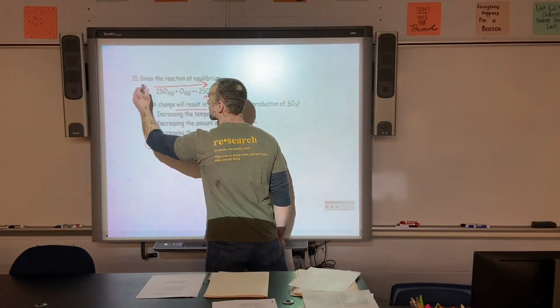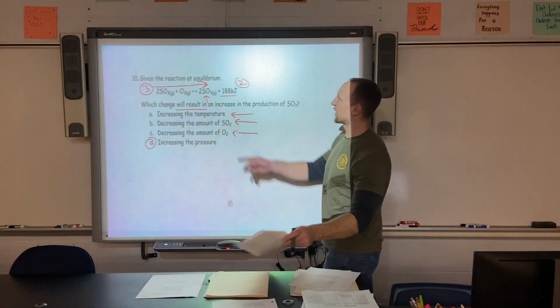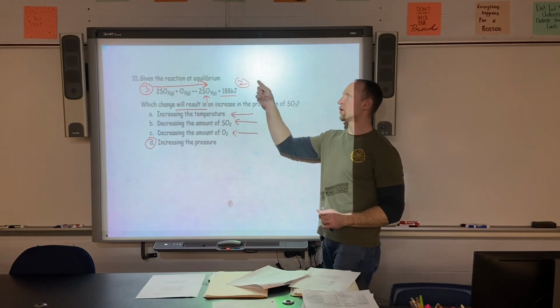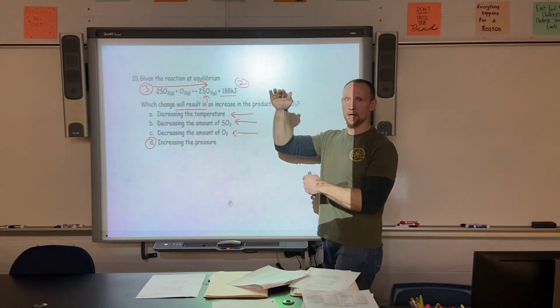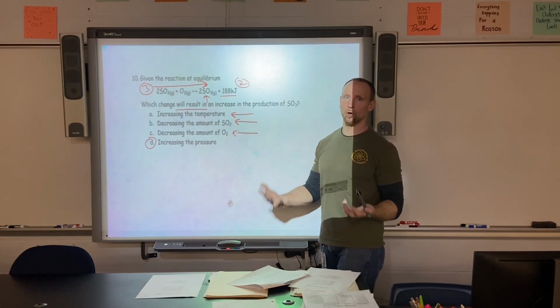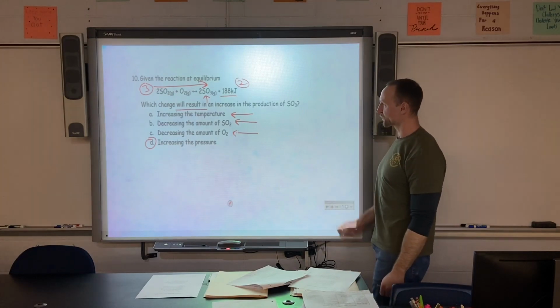2 plus 1 is 3 gases on the left, 2 gases on the right. So if I increase the pressure, I'm going to shift to the side with fewer gas particles, fewer collisions, and that's going to reduce the change. The goal of Le Chatelier is to reduce the change and bring our pressure back down.